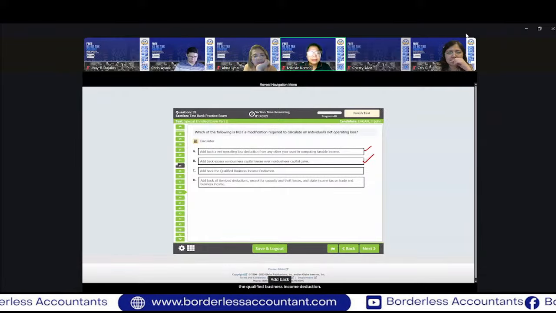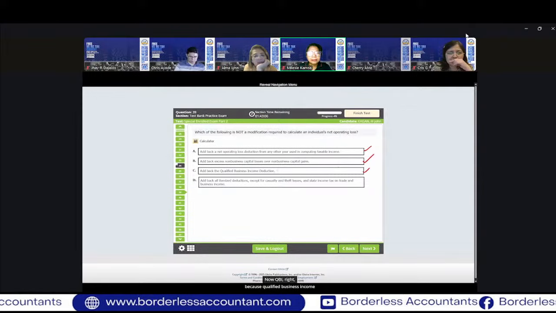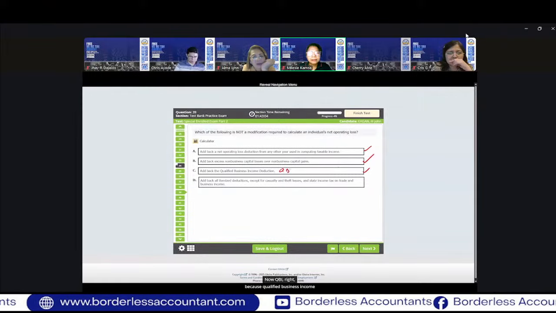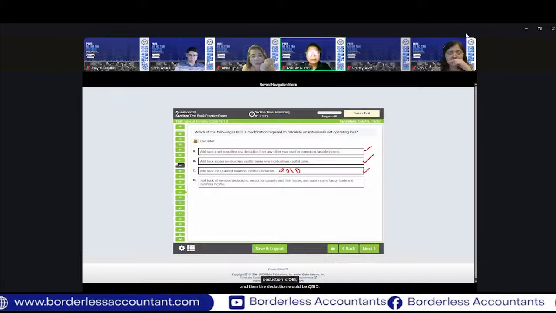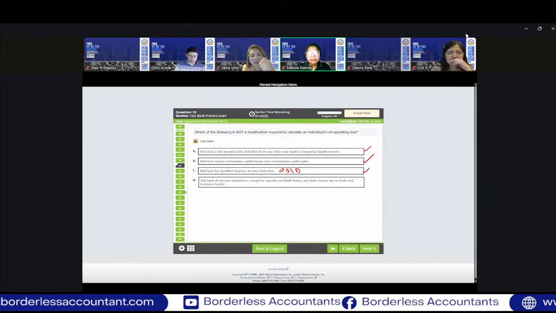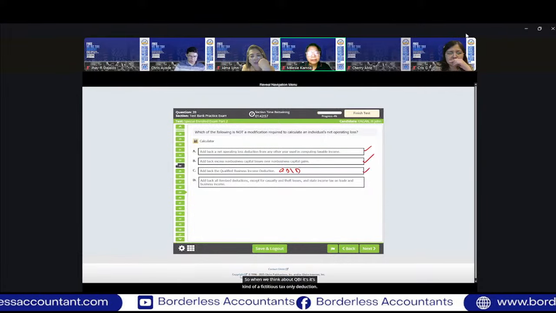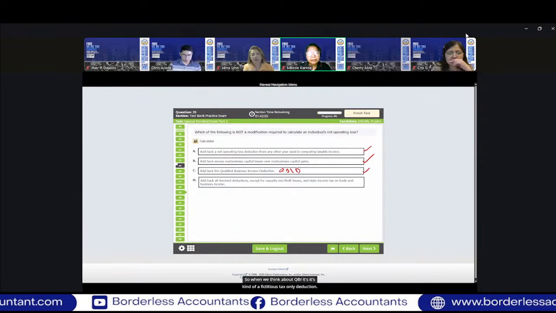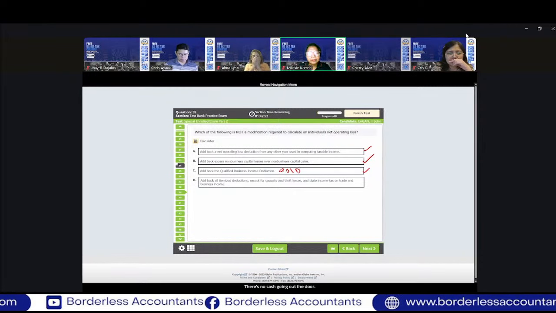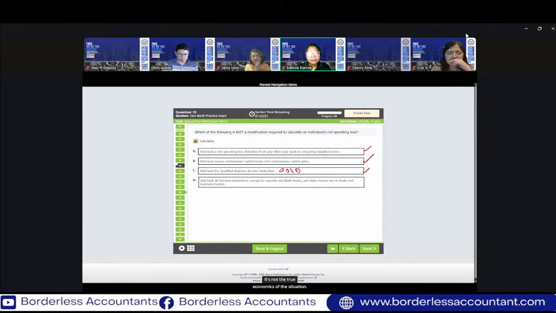C, add back the qualified business income deduction. Now, QBI, right, because qualified business income deduction is QBI, and then the deduction would be QBID. So when we think about QBI, it's kind of a fictitious tax-only deduction. There's no cash going out the door. It's not the true economics of the situation.